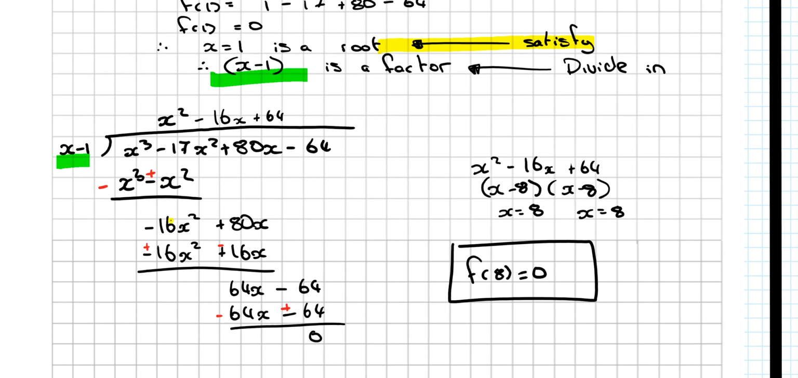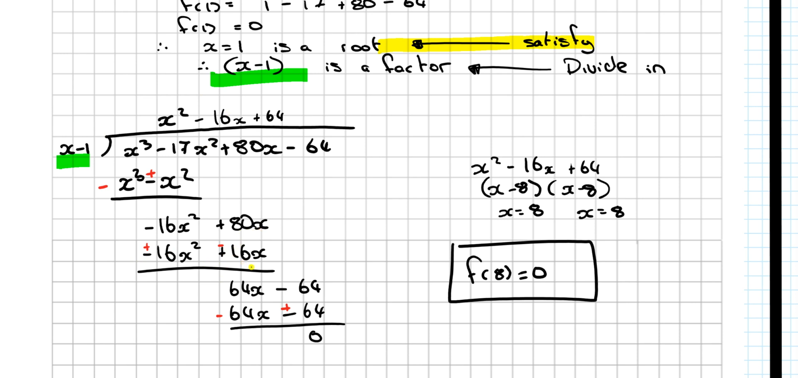X by what is minus 16x squared? It's minus 16x. That's why I'm getting this minus 16x up here. Minus 16x by x is minus 16x squared. Minus 16x by minus 1 is plus 16x. Change the signs from minus to plus and plus to minus.